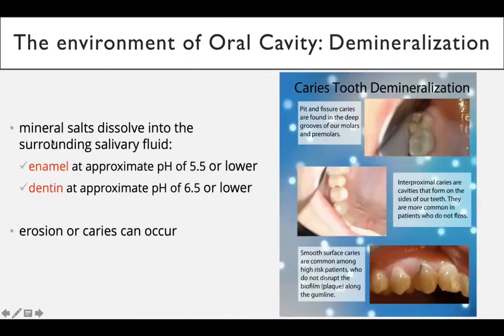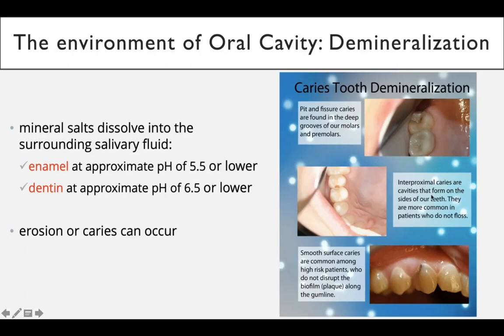So in demineralization, mineral salts dissolve into the surrounding salivary fluid. If the pH is lower than 5.5, enamel will undergo demineralization, and a pH lower than 6.5 for dentin will cause demineralization. So how is demineralization caused? There will be pit and fissure caries around the deep grooves of molars and premolars.